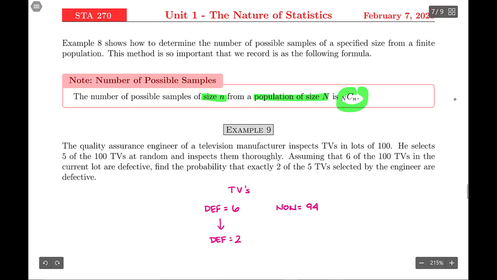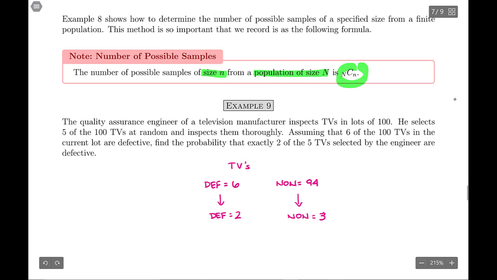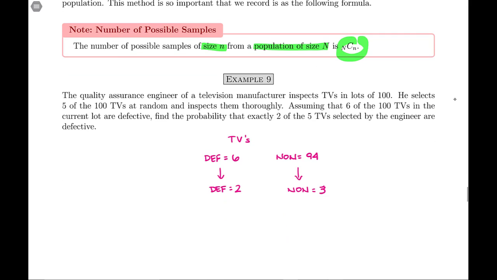2 that are defective, and we want to find, since we're sampling 5 TVs, that means we need 3 that are non-defective. So what will happen is for the defective TVs, 6 of them we know to be defective out of the 100. We're looking for 2 out of the sample of 5.